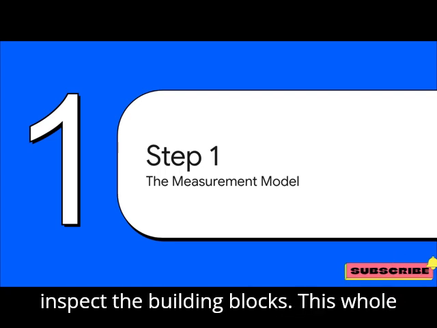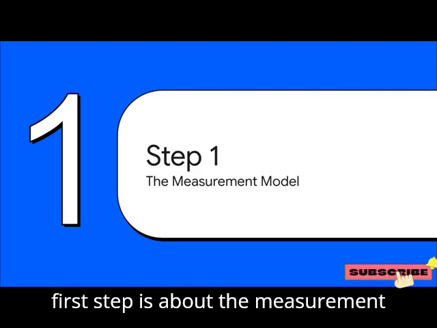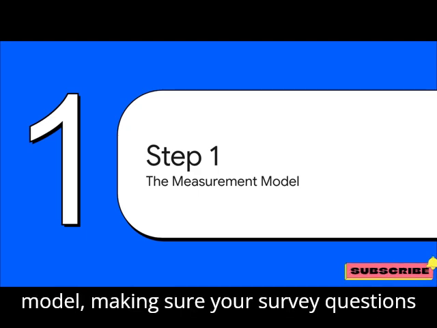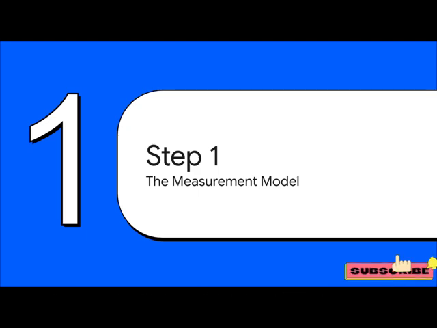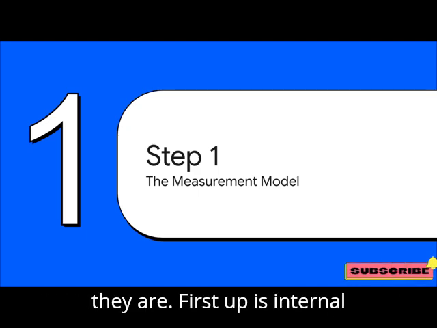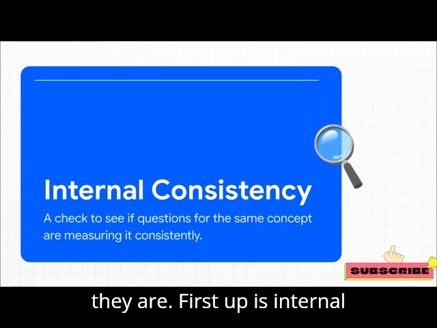First things first, before we can even think about testing the cool relationships in your model, we have to inspect the building blocks. This whole first step is about the measurement model, making sure your survey questions and your concepts are solid, reliable, and are actually measuring what you think they are. First up is internal consistency.